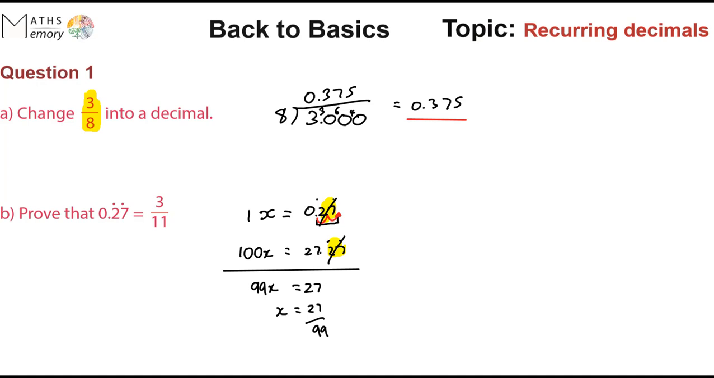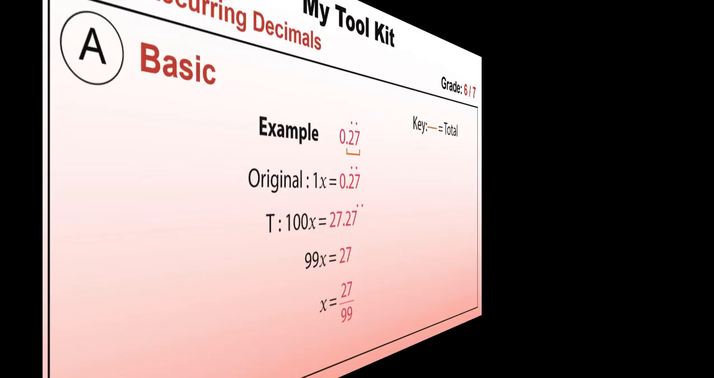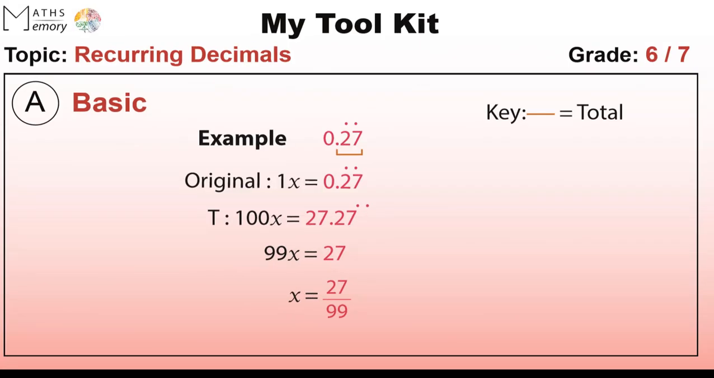So you need to put the method for this, but that is the key understanding of how we can create a fraction from a recurring decimal. So press pause, write this example down in your toolkit. This is a very important example of basic recurring decimals just done on 100x. T stands for total. Write this down, press pause.